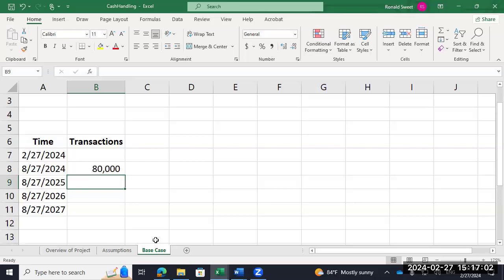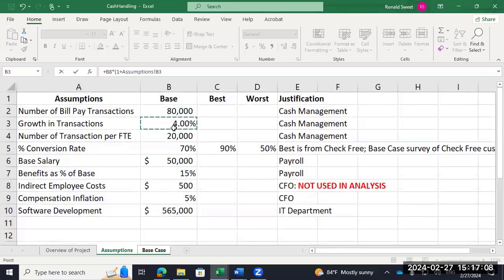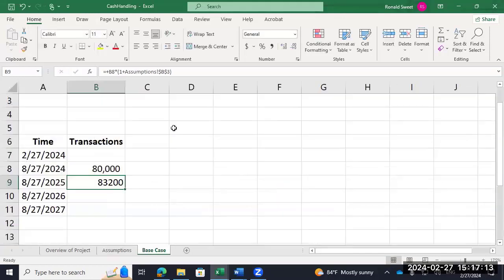But here we start with 80,000 transactions, but then we're going to grow that by 1 plus my growth rate. And then I have to lock it in with those dollar signs. So my next year is going to be 83,200.